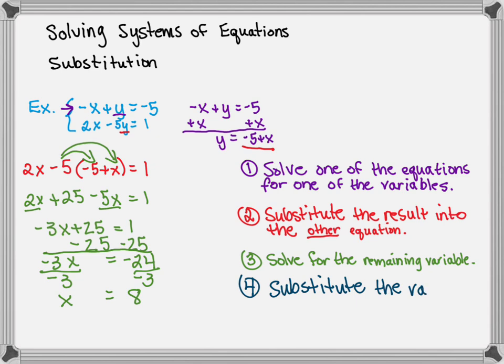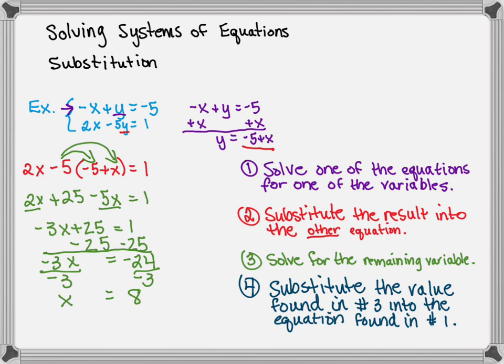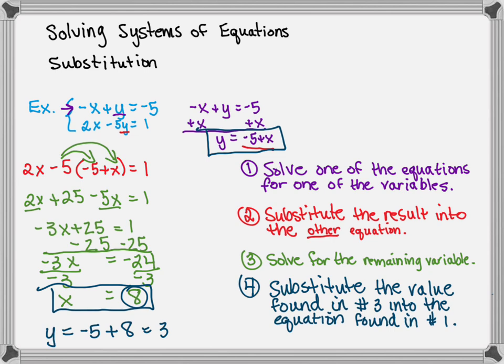Next, substitute the value we just found in number 3 into the equation that we found in step 1. You could also substitute it back into either original equation, but it's just easier to substitute it into the equation that we found in step 1. So I'll put 8 into y equals negative 5 plus x. I'll put the 8 in for x. So y equals negative 5 plus 8, or y equals 3. So that gives us our solution of x equals 8, y equals 3. Or as a coordinate, 8, 3.